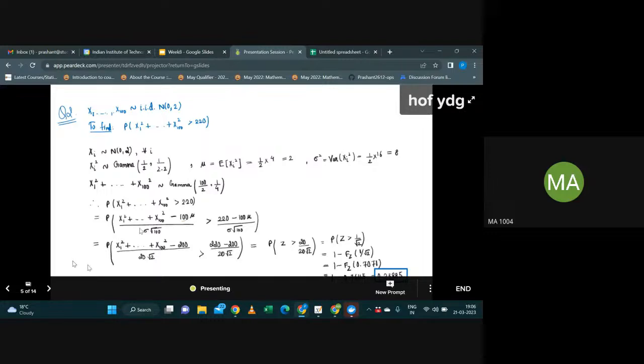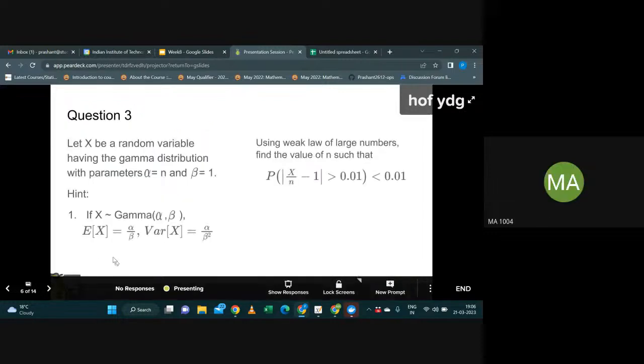Yes, we should move. The next question is: let X be a random variable having the gamma distribution with parameters alpha is n and beta is 1. A hint is given to you: the expected value of X is alpha by beta, and the variance is alpha by beta square. It says, using the weak law of large numbers, find the value of n such that these things hold. One more thing, it's given as X by n.